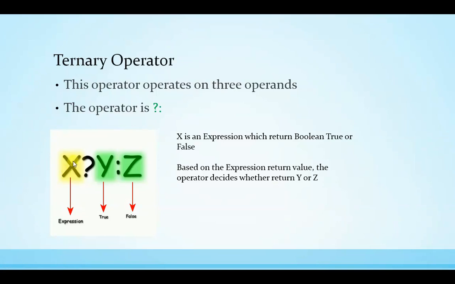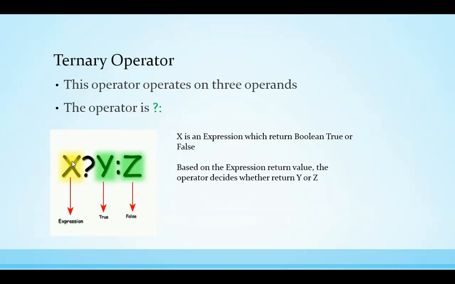So X is an expression which will return Boolean true or false. This means we can place any Boolean expression here. Simply speaking, the Boolean expression that we usually place in the if condition. So such kind of stuff we can place in the placeholder for X. So that's operand 1. The operand 1 or the expression X may evaluate to true or false.